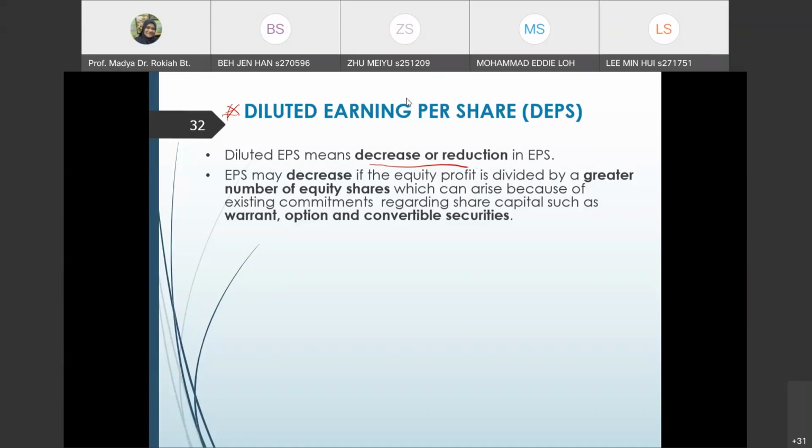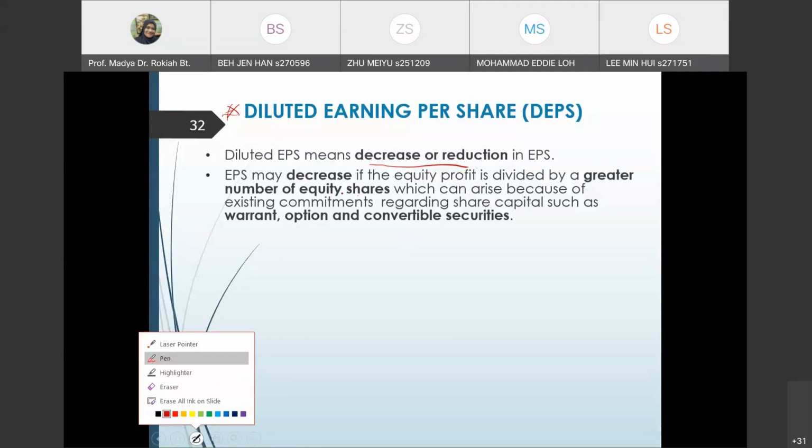Okay. So we're going to proceed with diluted earnings per share. Diluted earnings per share means that there is a decrease or reduction in earnings per share. The decrease occurs because the equity profit is divided by a greater number of equity shares. So the denominator has increased, and once the denominator has increased, the EPS will decrease.